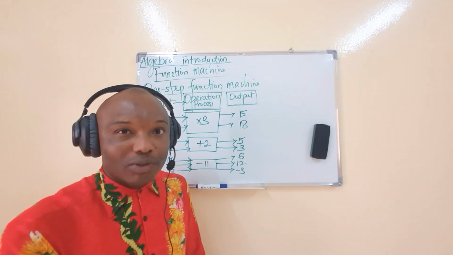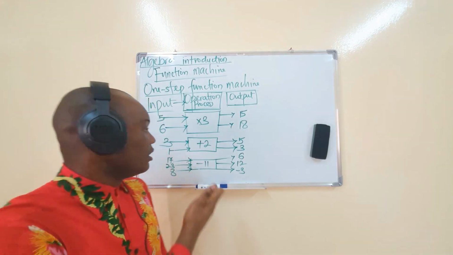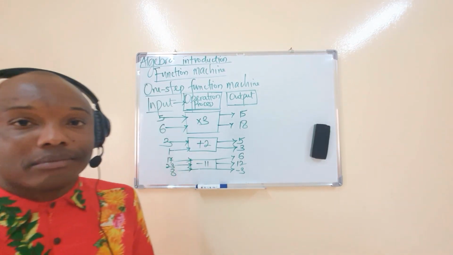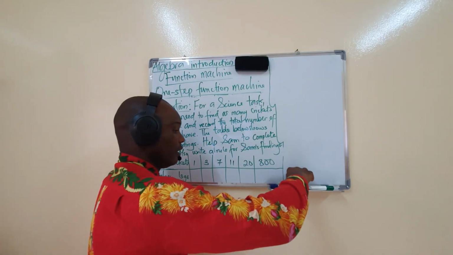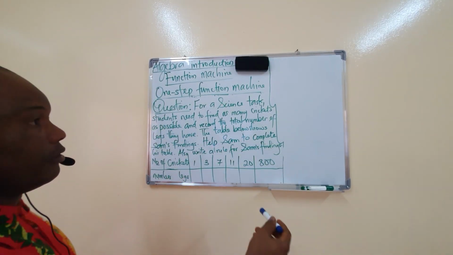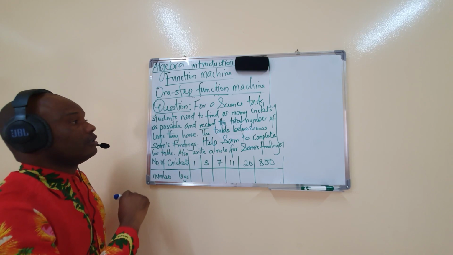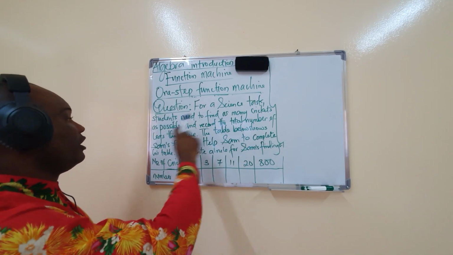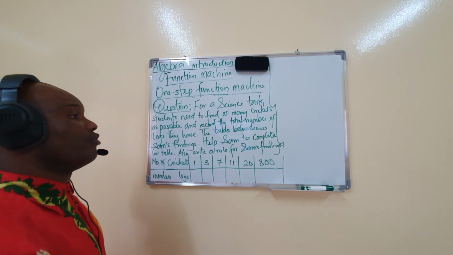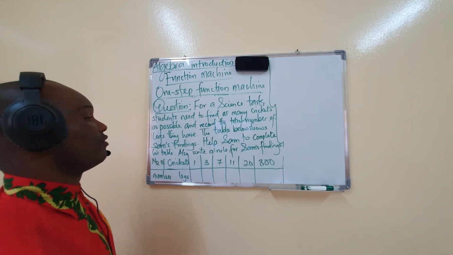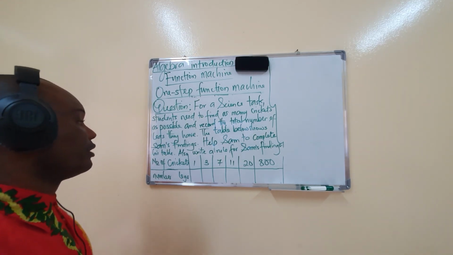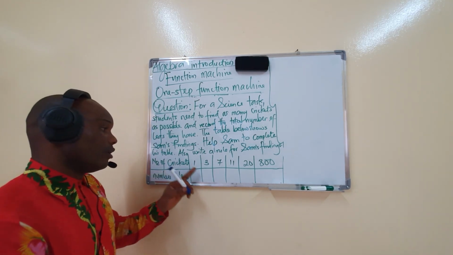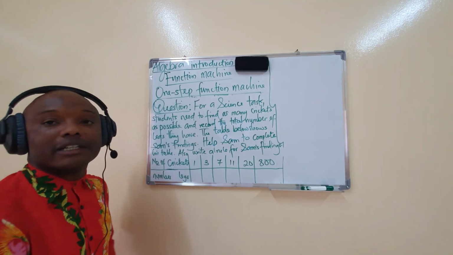The next thing we are going to do is let's try solving a word problem using the same method. So get ready for the word problem. I have a word problem that wants us to fill in a table. Let's read it. It says, for a science task, students need to find as many crickets as possible and record the total number of legs they have. The table below shows Sam's findings. Help Sam to complete his table. Also write a rule for Sam's findings.